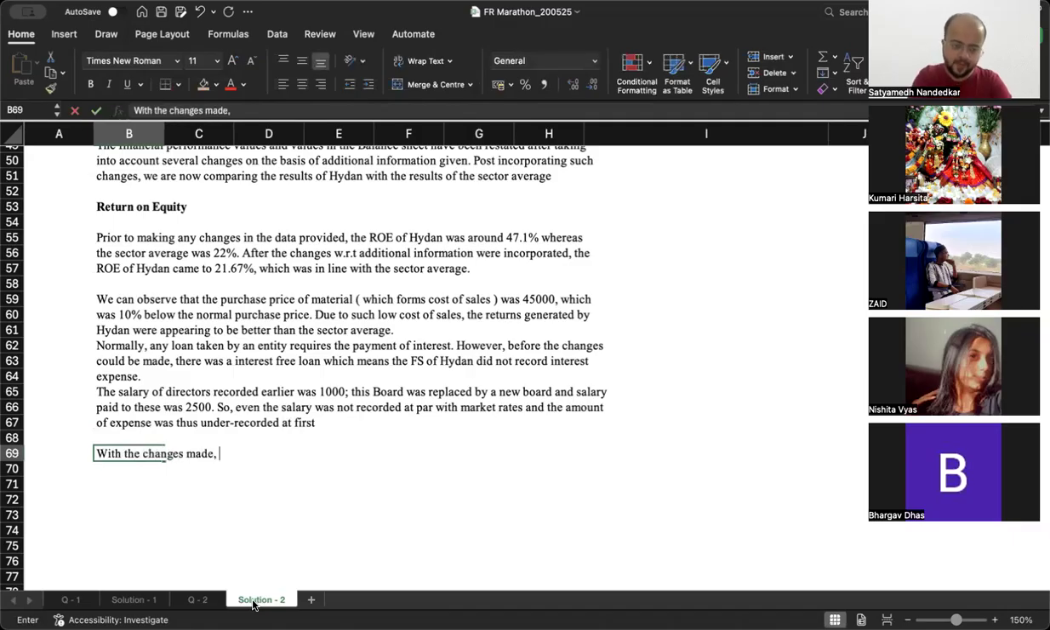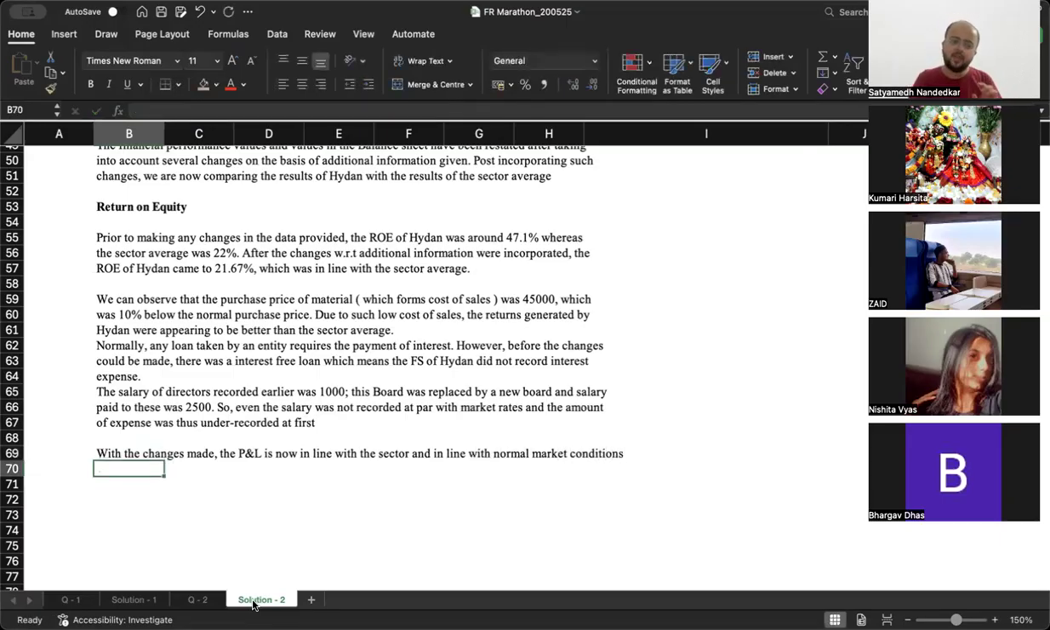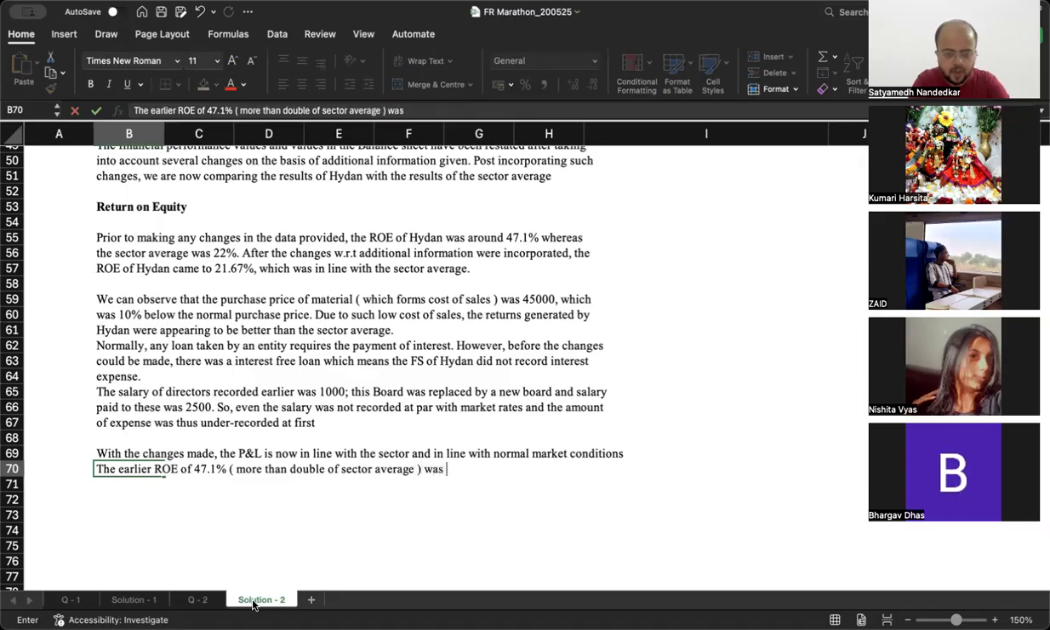With the changes made, the P&L is now in line with the sector and in line with normal market conditions. ठीक है. The P&L is now in line with the sector and in line with the normal market conditions. So the earlier return on equity of 47.1%, more than double of sector average, was found to be incorrect, and the updated number of 21.67% is more in line with the sector.